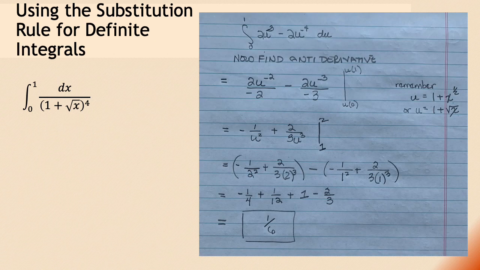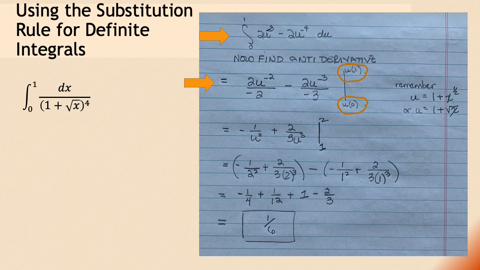All right, so here's where we were, right there at the top. Okay, that's where we left off on the previous slide. Now we're at the point where we can find an antiderivative. So finding the antiderivative, 2u to the minus 2 over minus 2 minus 2u to the minus 3 over minus 3. And notice my lower and upper limits now.